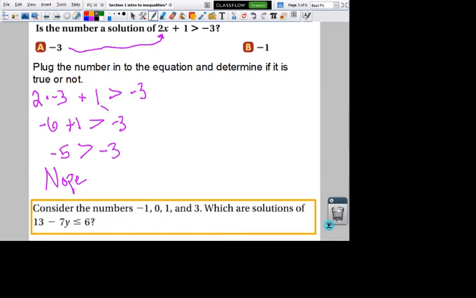Alright, let's practice this one more time. This time we're going to do negative 1, and we're going to plug it into the same problem up here. So I'm going to plug my negative 1 in up here for my x. I'm going to go through and solve it to see if it's true or if it's false. So 2 times negative 1, I got plus 1 greater than negative 3.